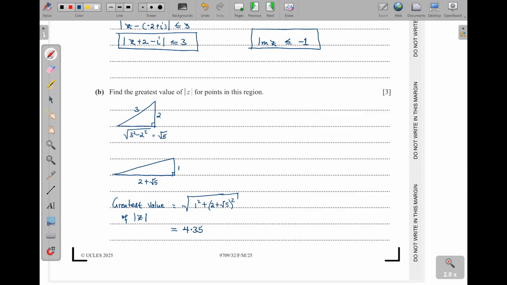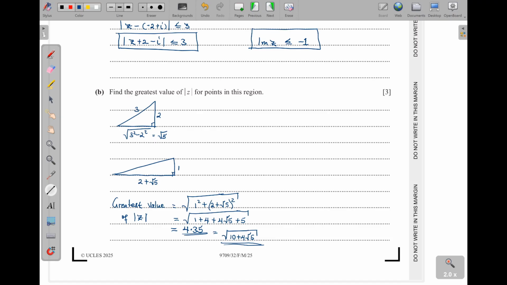Okay, they didn't say exact, so I can leave it as 4.35. Or if you want to expand this one, it can actually be 1, then plus square the 2, that is a 4, then plus 2 times 2 times root of 5, that is 4 root of 5, and then square the root of 5, you'll get a 5. Okay, so meaning you will have here 5 plus 5, that is 10. So this one is the same as square root of 10, then plus 4 root of 5. So exact is this one here.